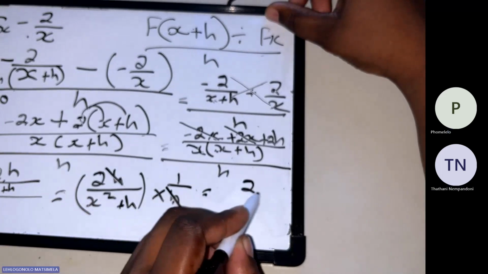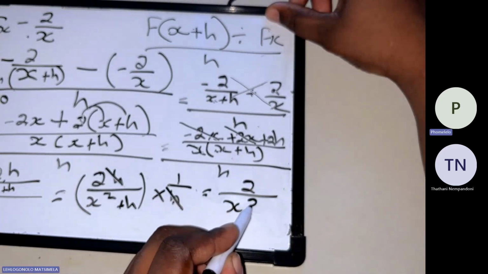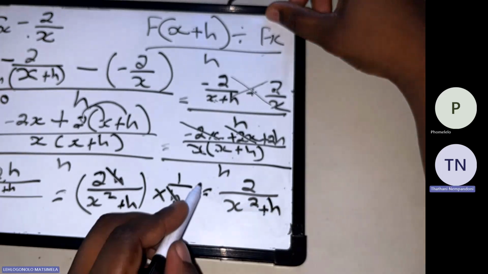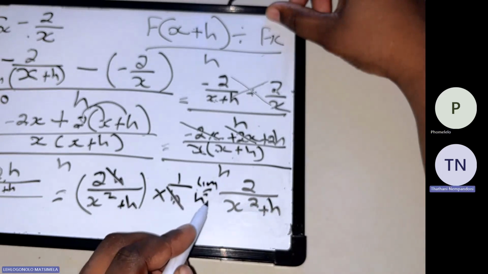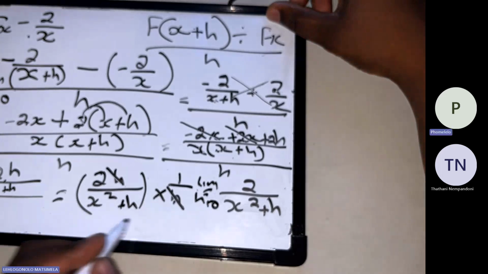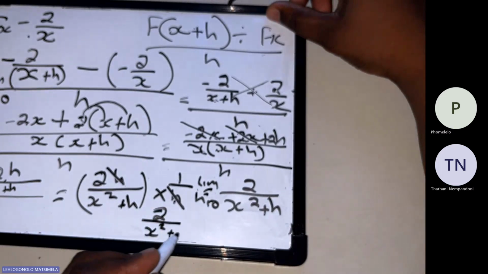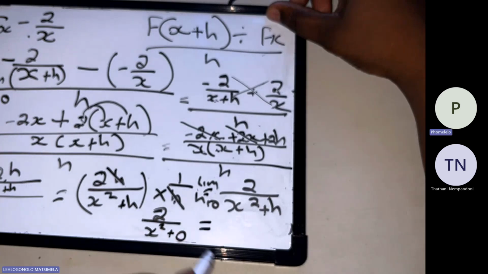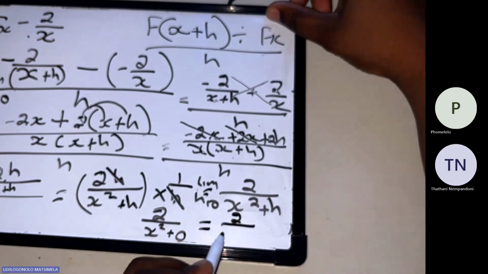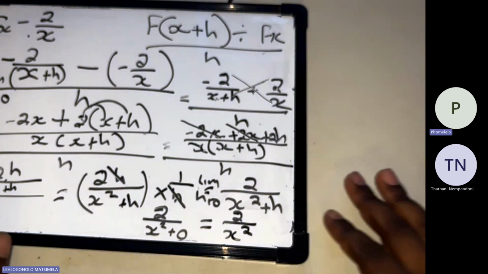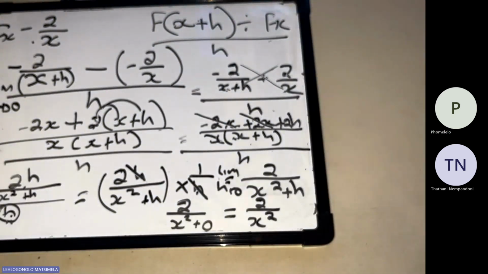Then we'll be remaining with 2 divided by x to the power of 2 plus h. And then that is where we introduce limit h to 0. Then we will have 2 divided by x to the power of 2 plus 0, which will be equals to 2 divided by x to the power of 2. Then it's done. Look at it and ask me questions.